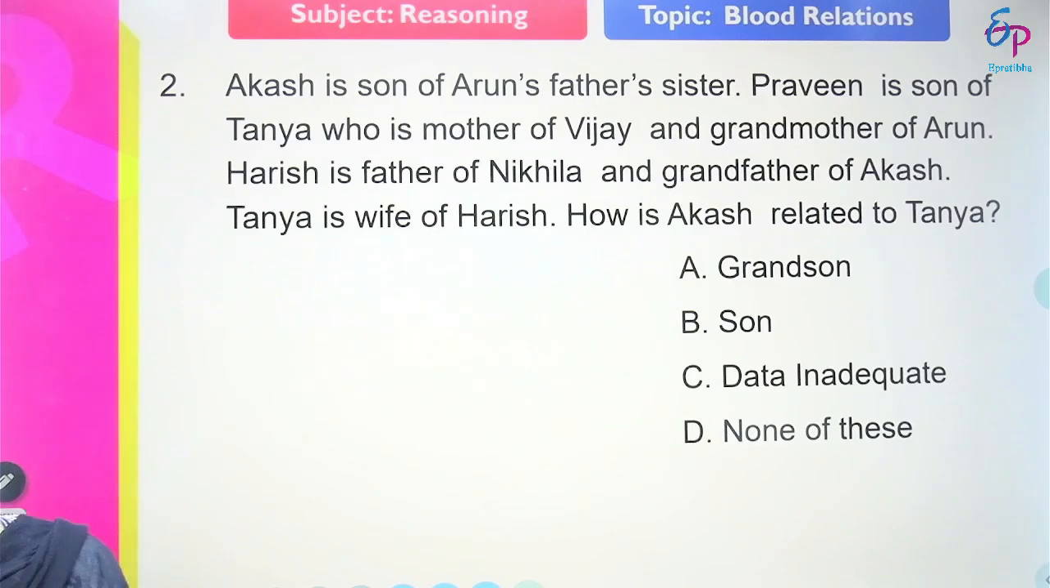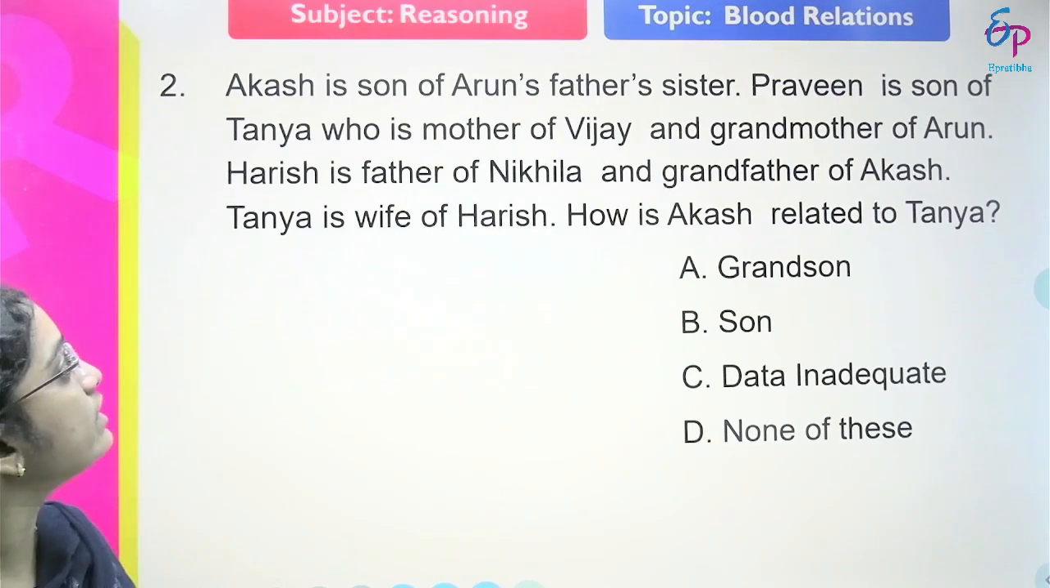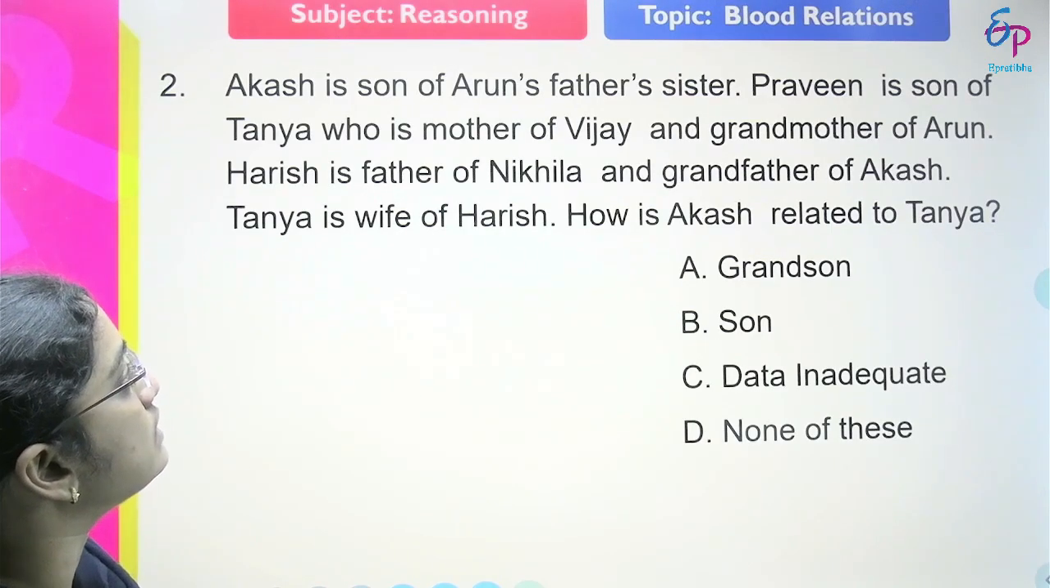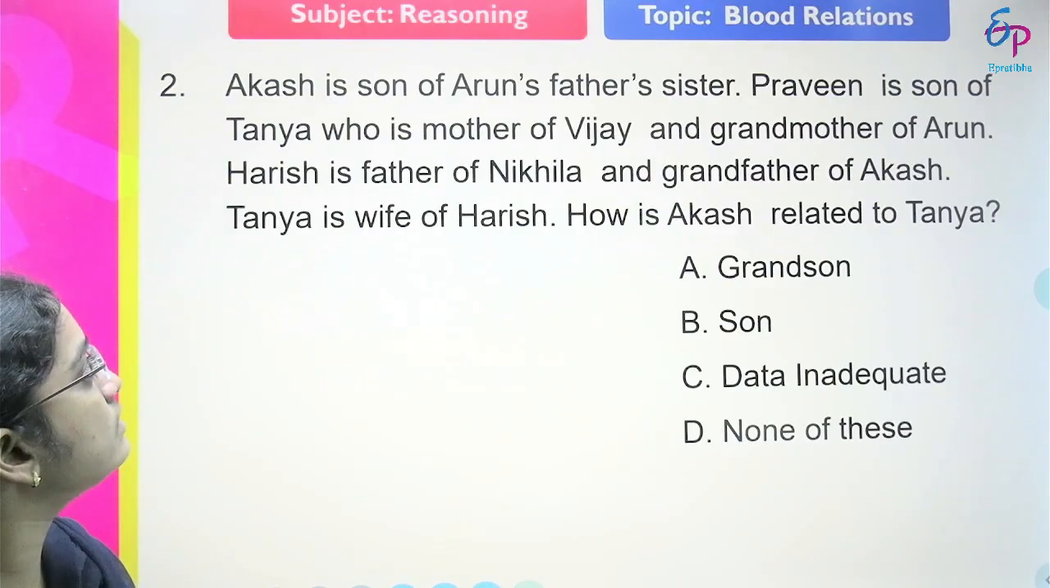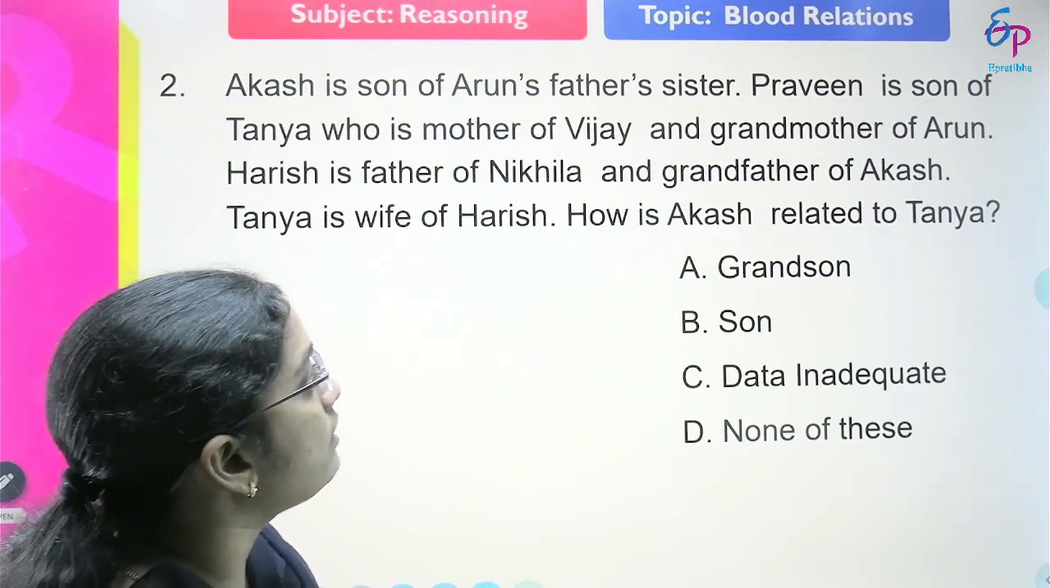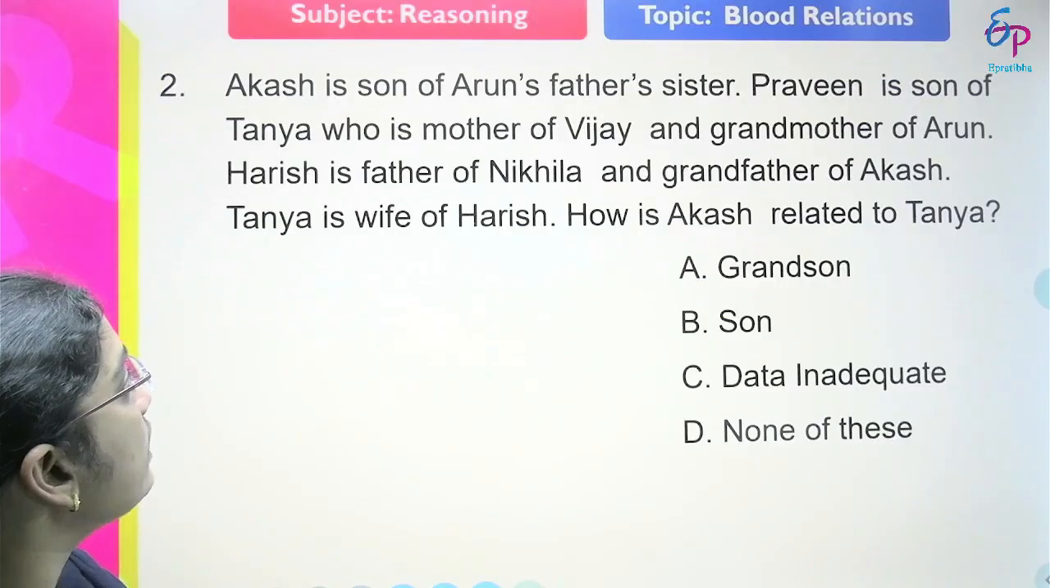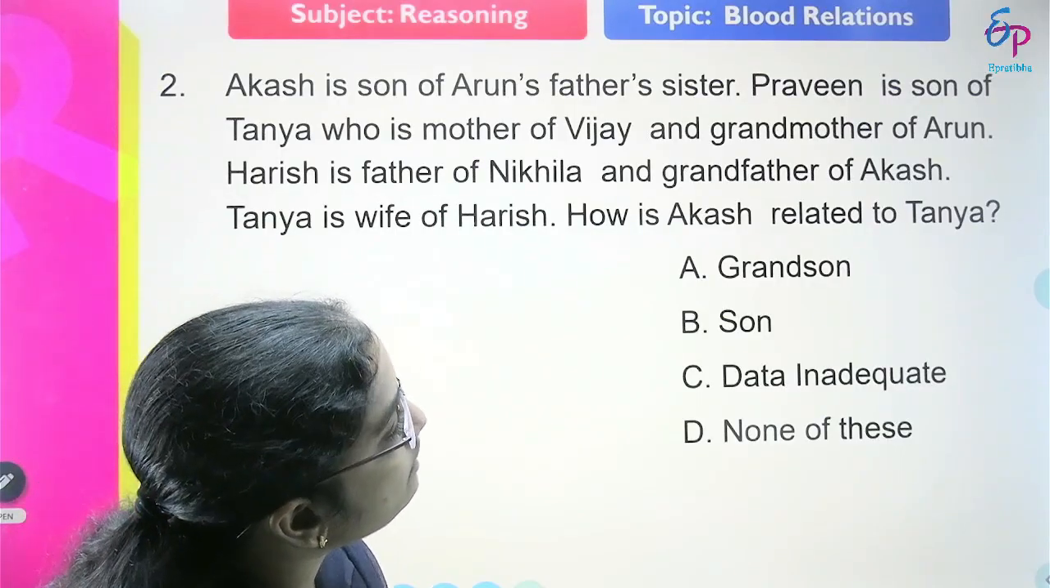Yes, here we are having our second question. Akash is a son of Arun's father's sister, and Praveen is son of Tanya, who is mother of Vijay and grandmother of Arun.